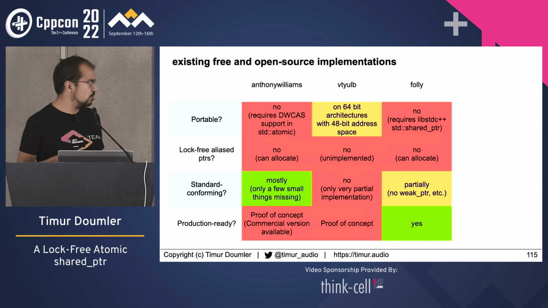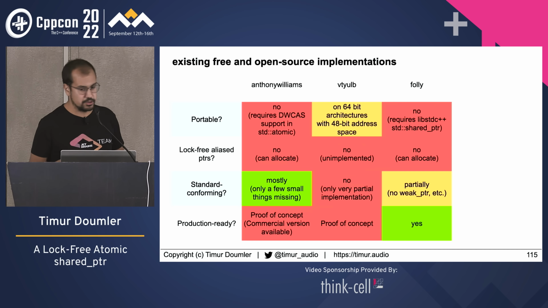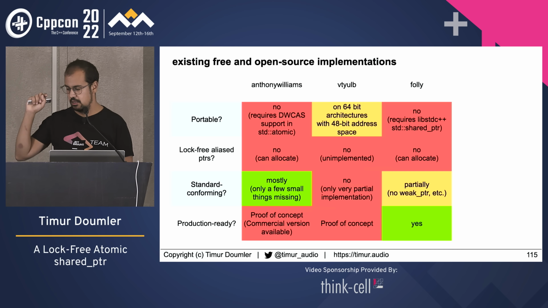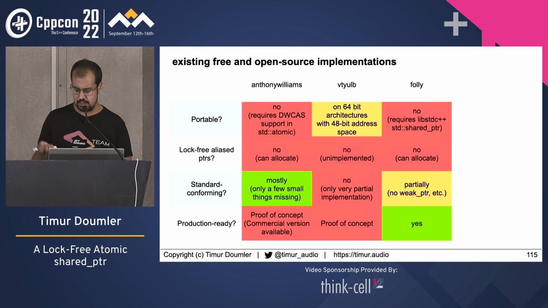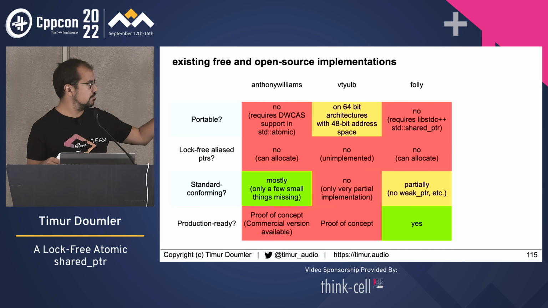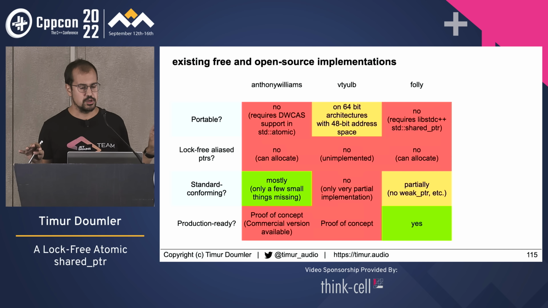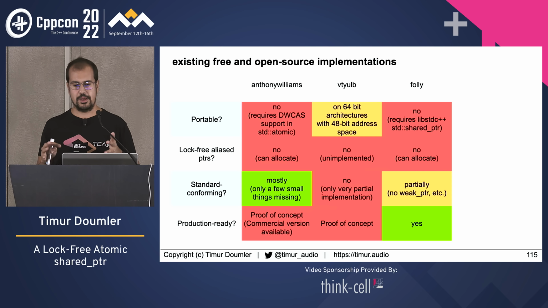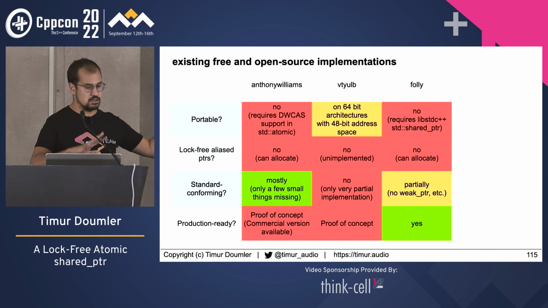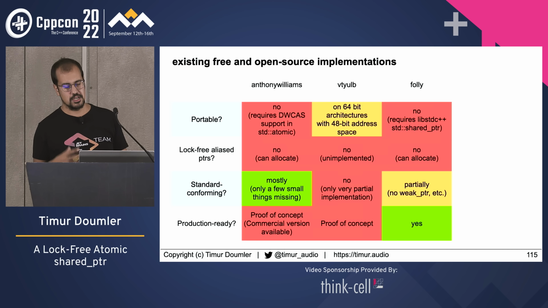Anthony's one is mostly standard conforming. He implemented pretty much the whole interface as it is in the standard. There's just a very few small things missing. Vladislav's is not complete at all. It's only a very partial implementation. It's missing exchange. It's missing a bunch of constructors. The second implementation here actually doesn't do anything about the alias pointer case at all. If you try to create a shared pointer to base and give it a pointer to derived, it just crashes. And then Folly is actually relatively complete. It doesn't support weak pointer, but the API of shared pointer is mostly there.